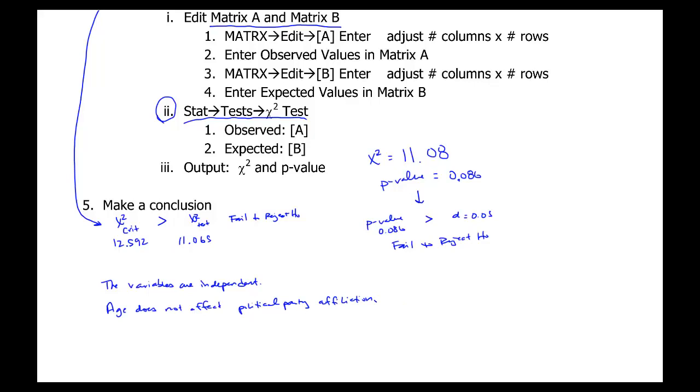All right, so again, this was a test of independence using contingency tables. Contingency tables are when you have two variables or categories within the two variables, and you compare observed and expected frequencies for all those categories.